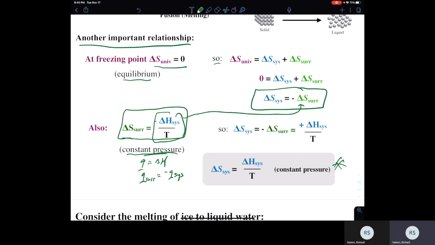delta S of the system, the negatives canceled. There was a negative here, and when I plugged in what delta S is for the surroundings, I get a second negative, so it becomes positive. So delta S for the system is delta H for the system over T. And this is constant pressure at equilibrium. So this is just in general constant pressure conditions at equilibrium.